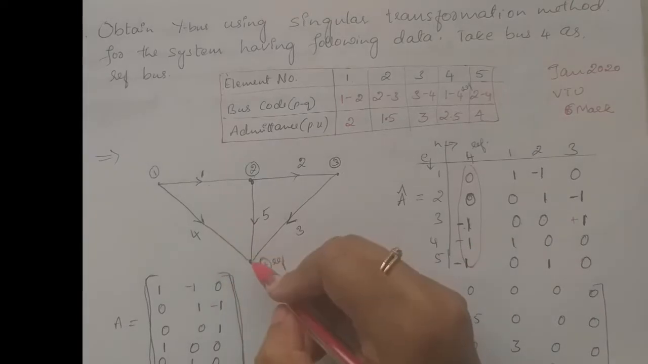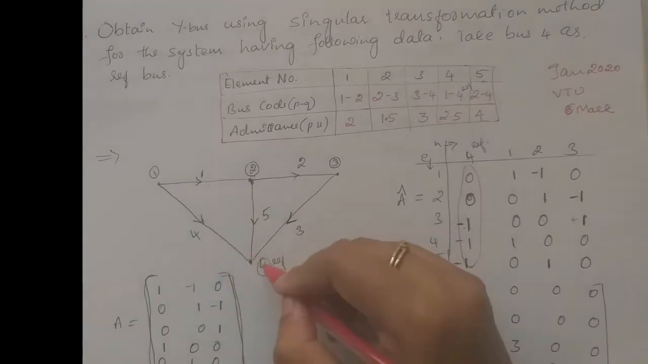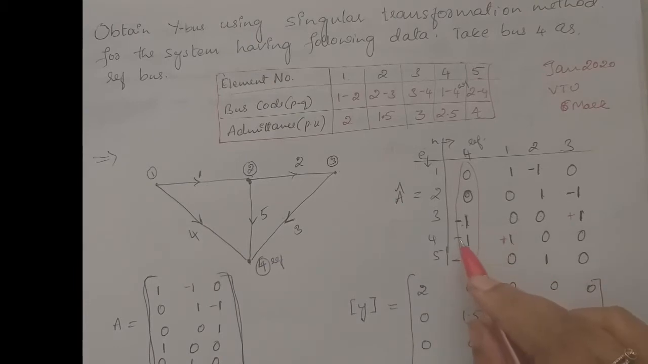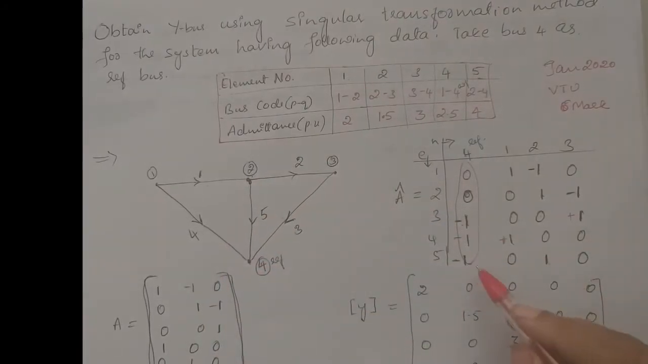Fourth element, it is between 1 and 4. It is not incident to 2 or 3, so make it 0. Because it is leaving 1, it has to be positive, and going towards 4, so it has to be -1. Fifth element, it is connected between 2 and 4. The rest 2 elements should be 0, and it is leaving 2, moving away from 2 and going towards 4, so it has to be -1.